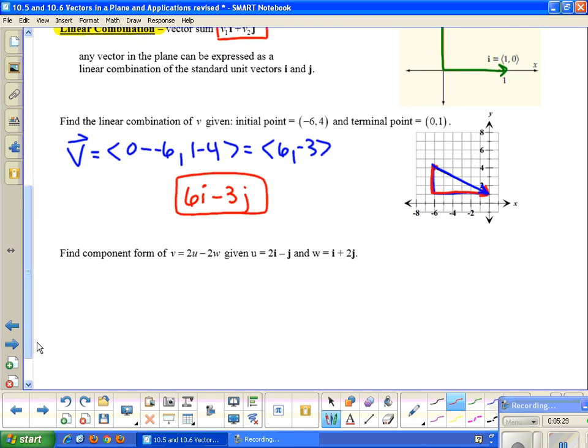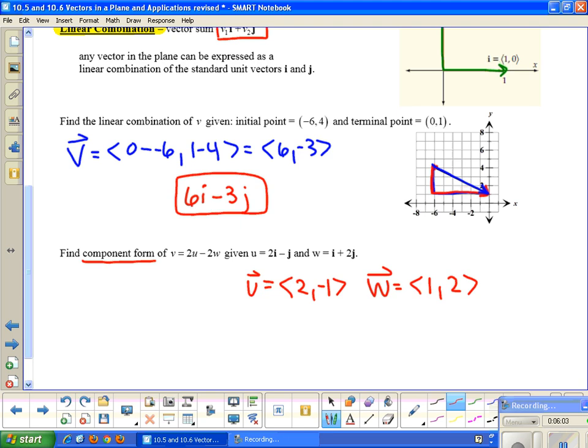The next one says find the component form of v equals 2u minus 2w, given that u is equal to 2i minus j and w is equal to i plus 2j. So if it says to find the component form, then I would probably want to write vector u in component form. So this would just be 2 comma negative 1, and vector w in component form would just be 1 comma 2. Again, pretty easy to write that in the other forms.